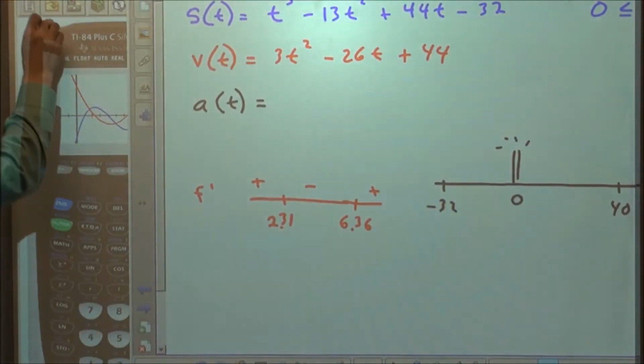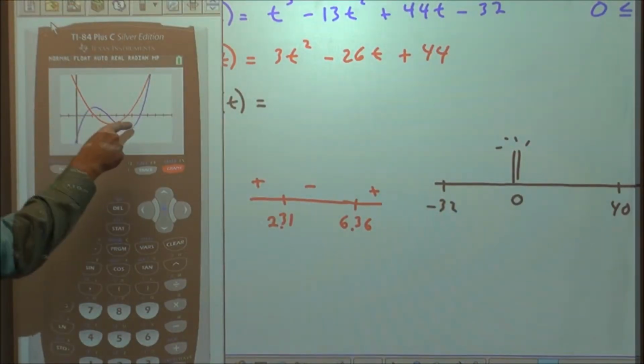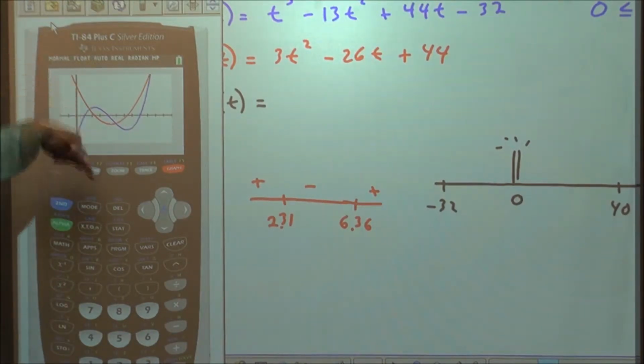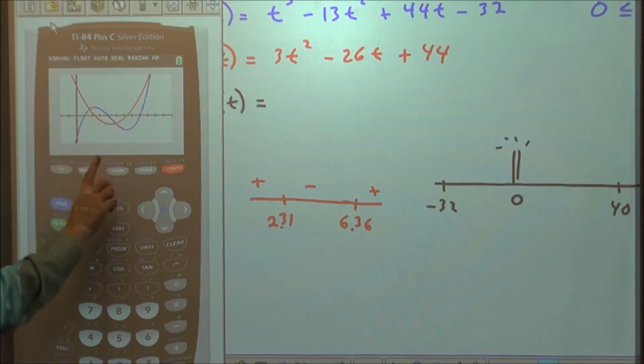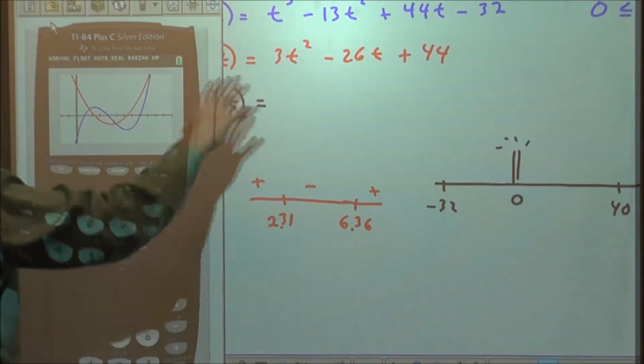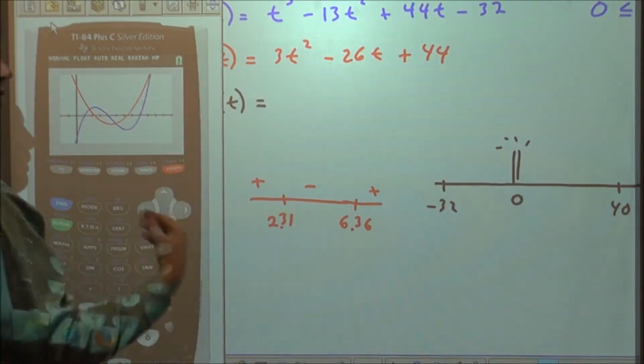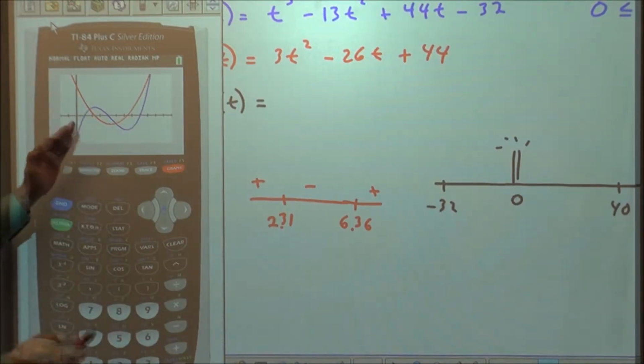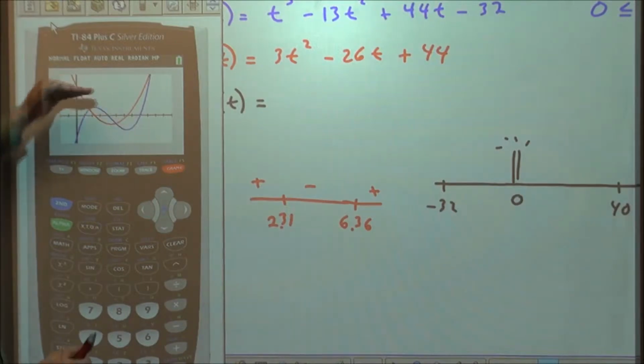And we can reconcile that with the blue graph also. It's moving in a positive direction, then it stops. It moves in a negative direction, then it stops, and it goes in a positive direction. So we should be able to reconcile those. Now let's bring in the acceleration function, but let's anticipate a little bit. We see that this blue graph is concave down.